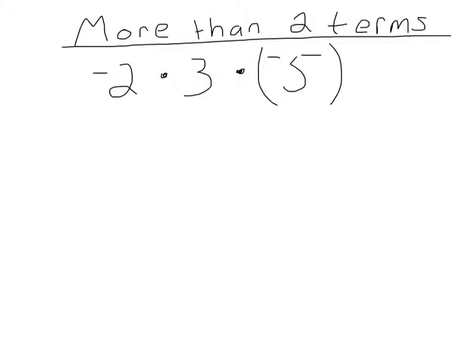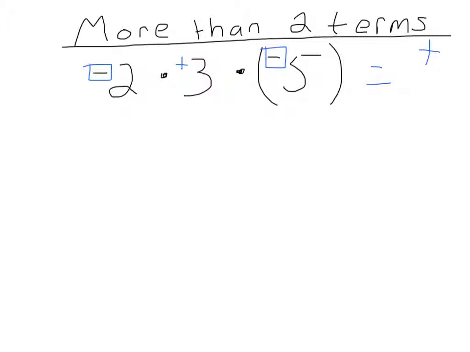When we multiply together an expression that has more than two terms, there are a couple different ways that we can do this. The way that I use most often is to figure out what my sign is first. So in this example, we have a negative times a positive, which is a negative, and we have that negative times another negative, which will give us a positive answer.